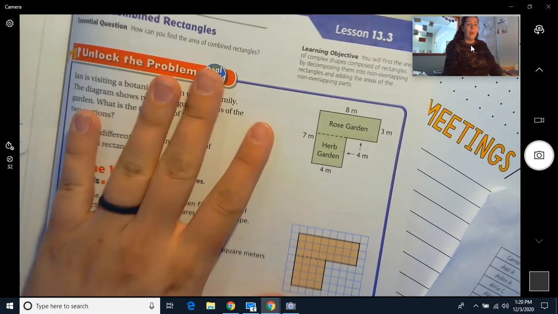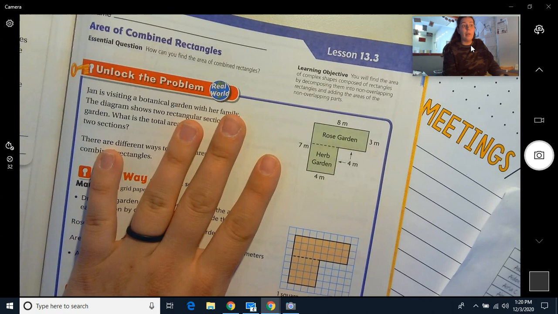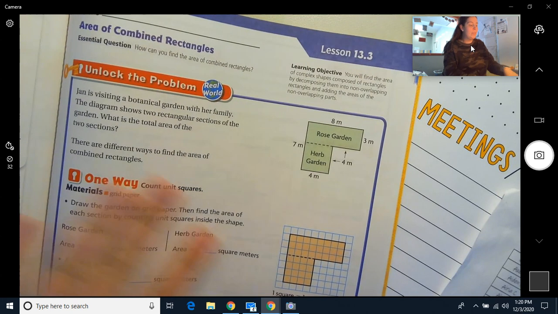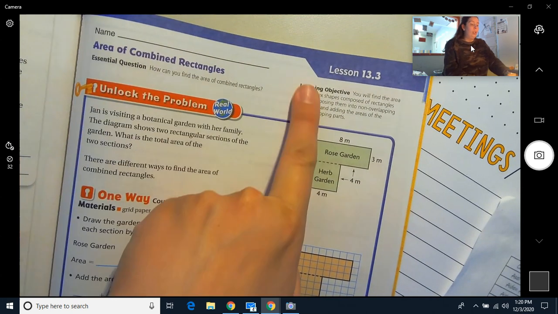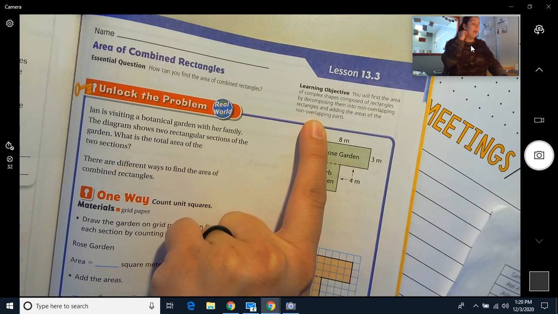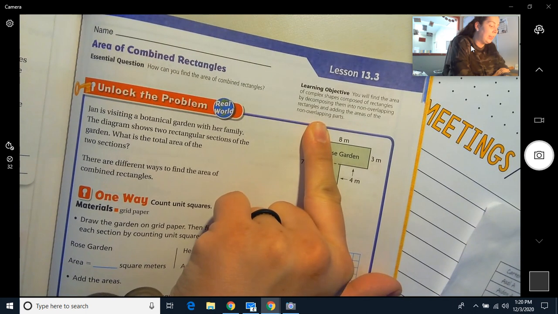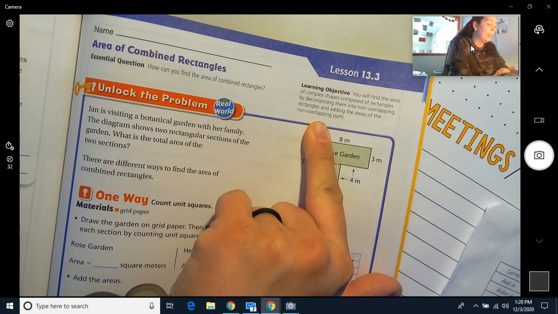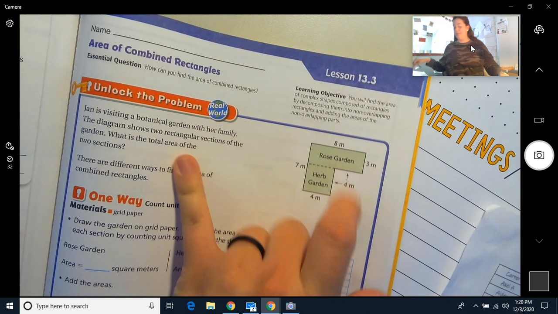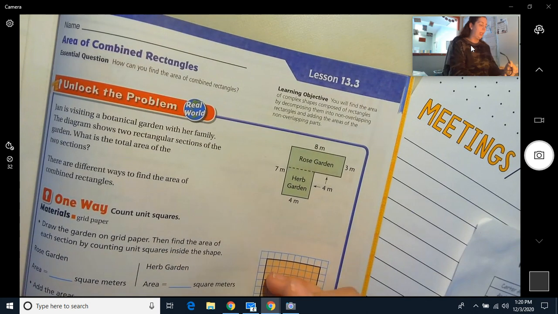And don't worry if you don't understand it completely today. We are practicing and reviewing more on Monday, okay? Because this will take us a little bit to understand. So, learning objective. This is what we should be able to do by the end, but we may need another day on that. That's completely okay. It says you will find the area of complex shapes composed of rectangles by decomposing them into non-overlapping rectangles and adding the areas together. So, let me put on my glasses here.